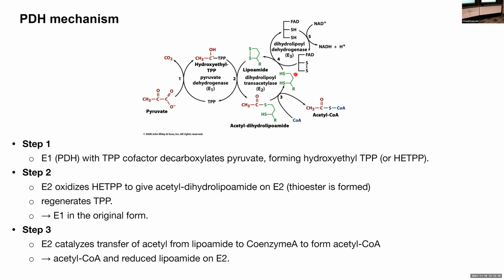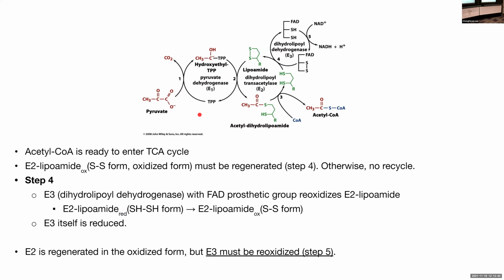So here's a reduced form of lipoamide, but this cannot be used for step 2, right? Because this one has to be reoxidized, making the disulfide bond, to be involved in transferring the acetyl group from TPP, or HETPP. So again, this acetyl group can simply get into the TCA cycle, but the E2 lipoamide oxidized form, or SS form, has to be regenerated, recovered.